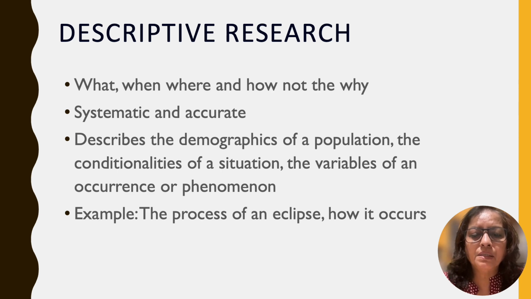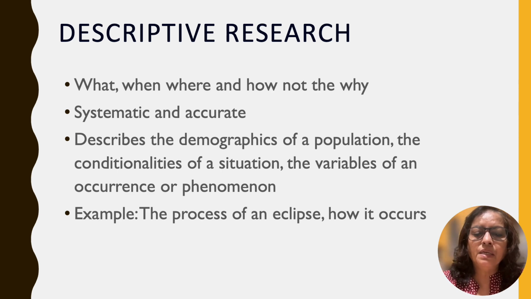For example, it describes the demographics of a population. In a population, the demographics could be age: how many senior people are there, how many people below the age of 30, like this. Or it could be how many men are there, how many women are there, or any characteristics like working women, young adults. All these demographics of a population are given by descriptive research.